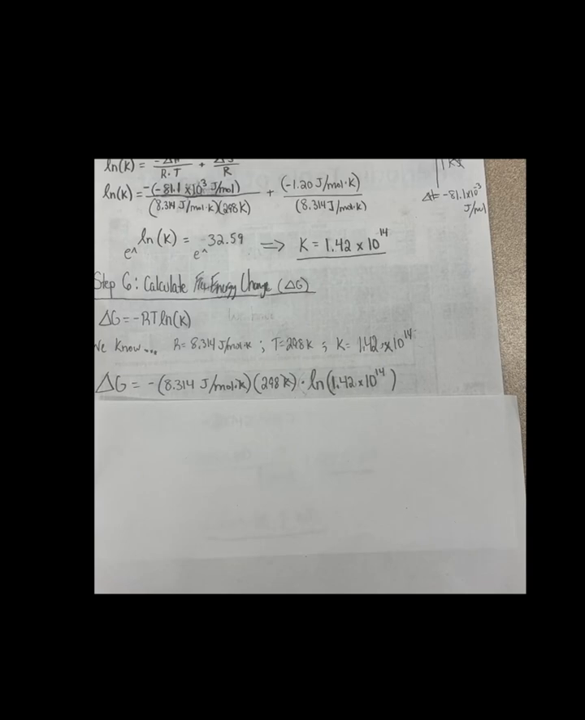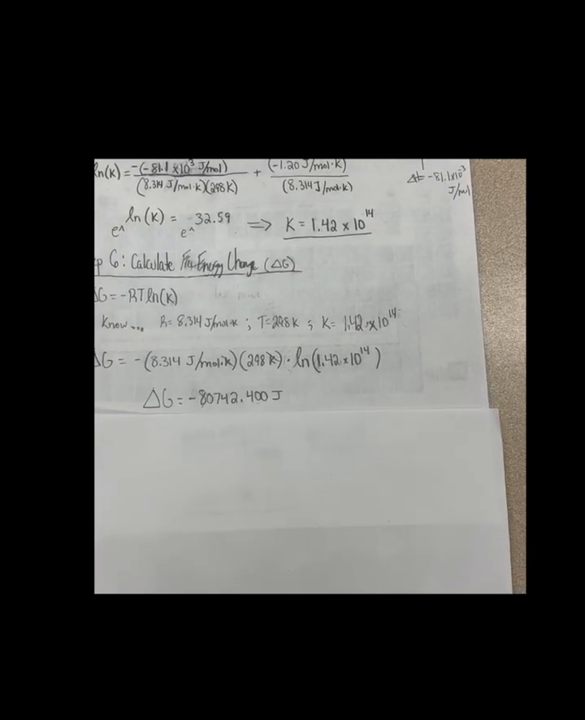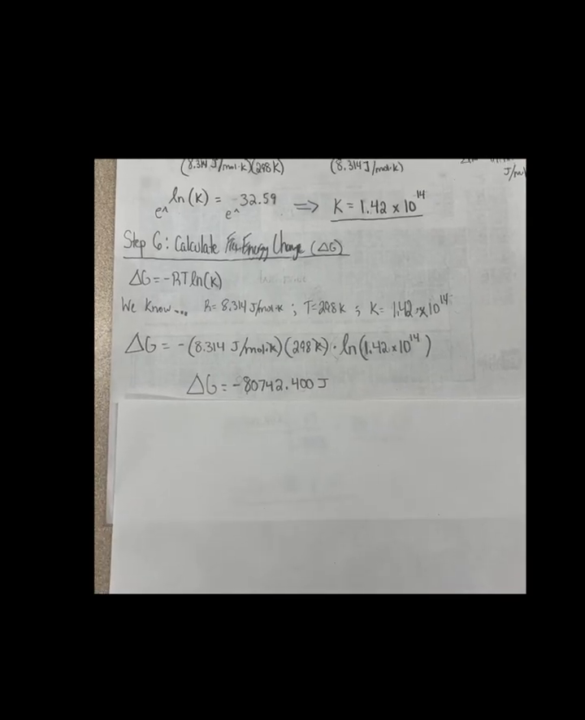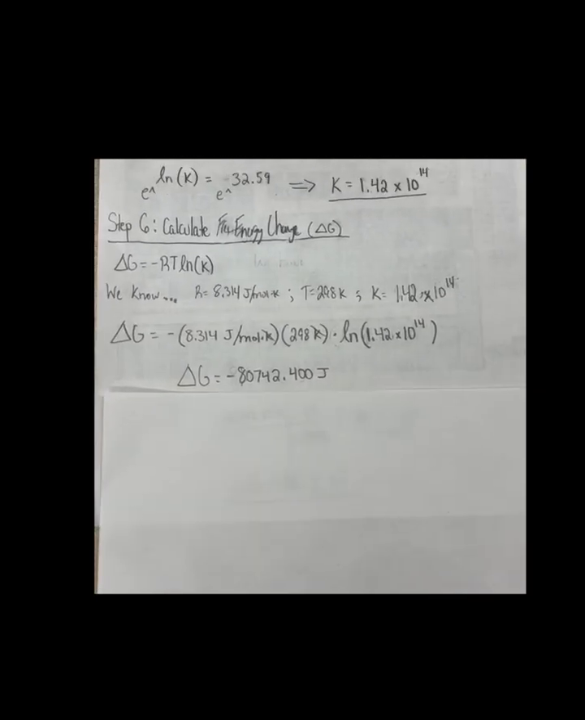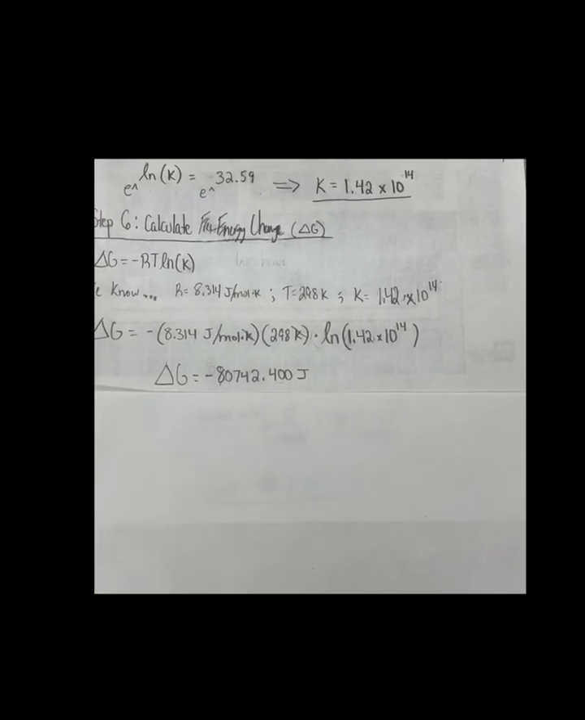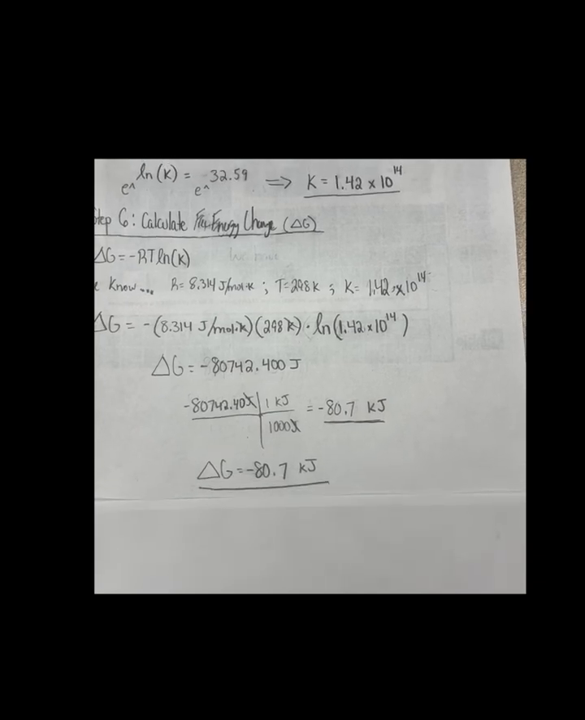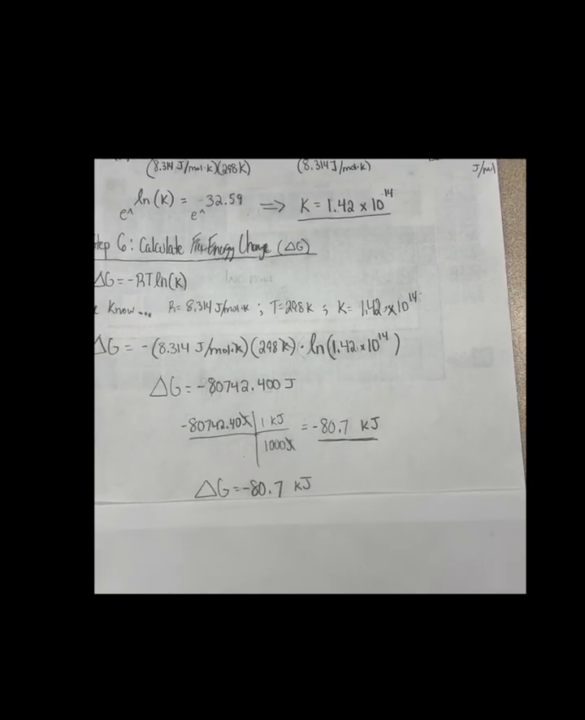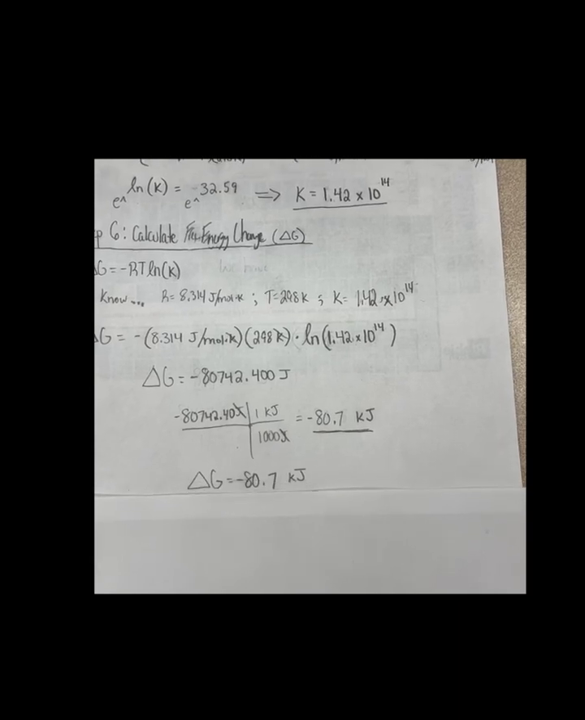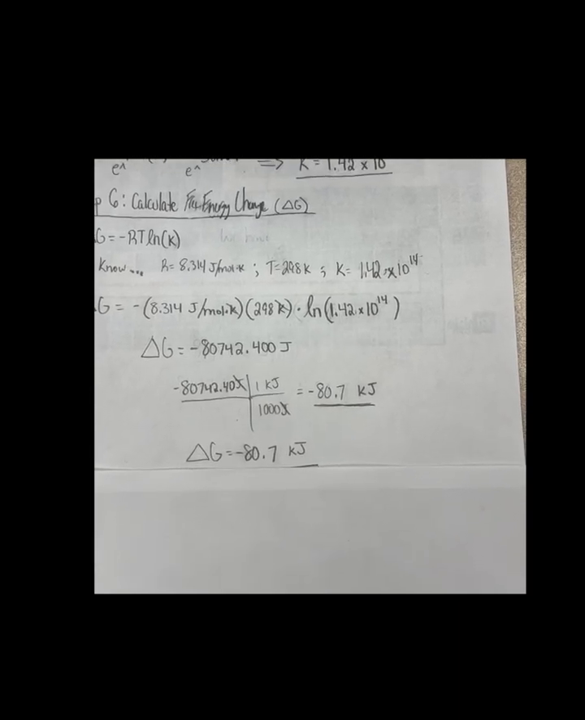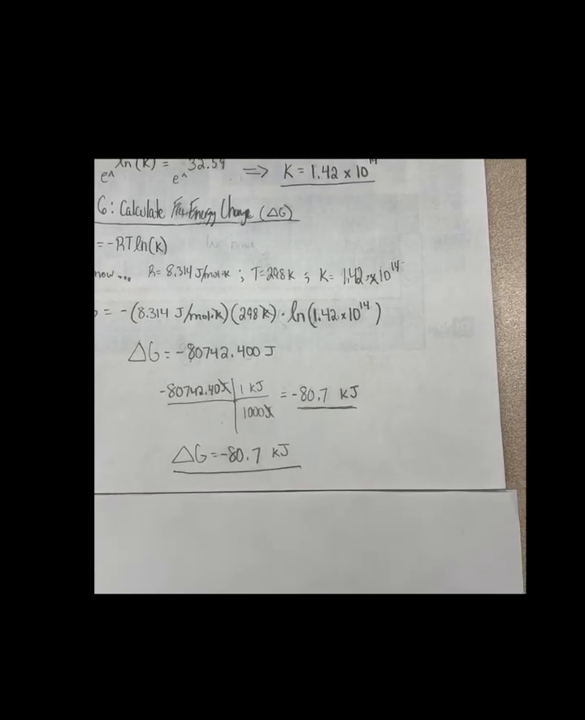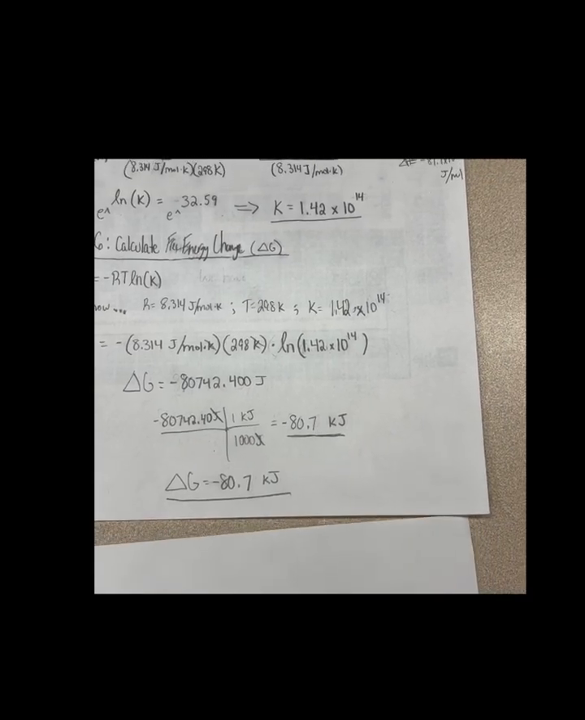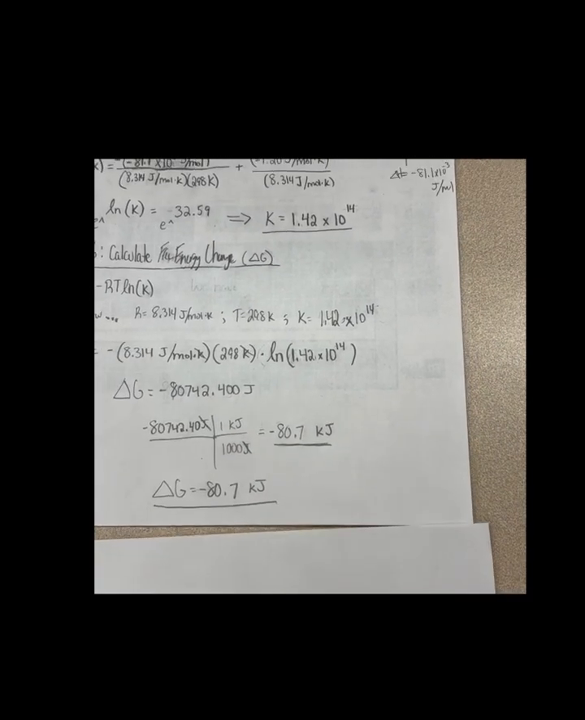Before I move on to the next step, delta G is going to be in kilojoules. And once you put everything into your calculator, you're going to notice that we have a value that's in joules. In order to turn this value into kilojoules, we do a quick dimensional analysis by dividing the delta G value in joules by 1,000 joules to get negative 80.7 kilojoules. And negative 80.7 kilojoules is our free energy change, or delta G number.